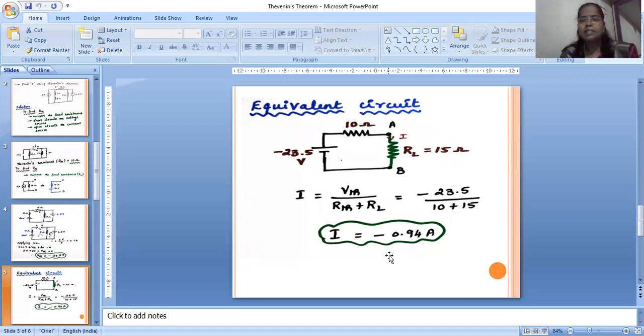Mostly we represent the current value in terms of magnitude. We are not indicating the polarity. So finally, we can conclude the current flowing through that 15 ohm resistance is 0.94 ampere. So this is the answer for this problem.